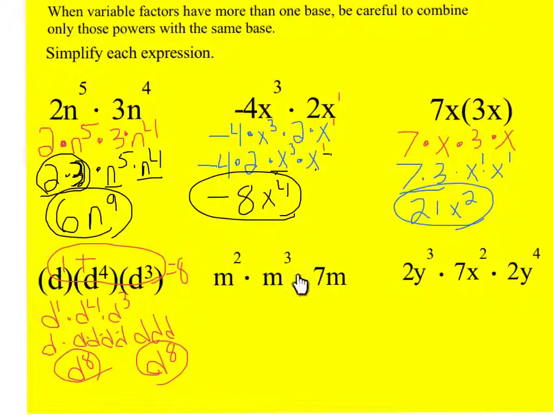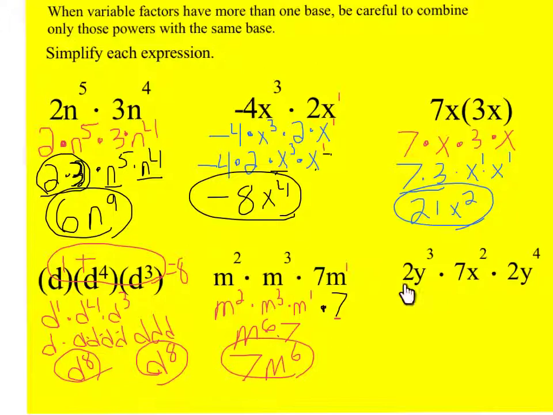Okay, let's do this one. Let's combine all our m's together. So I have m squared multiplied to m cubed multiplied to m to the first. So 2 m's, 3 m's, and 1 m adds up to 6 m's. So it's m to the 6th power multiplied to 7. Now, most of the time I want that number, that coefficient in front. So we say 7m to the 6th.